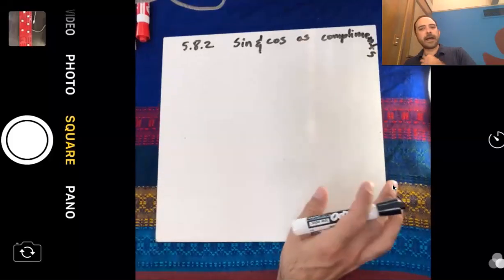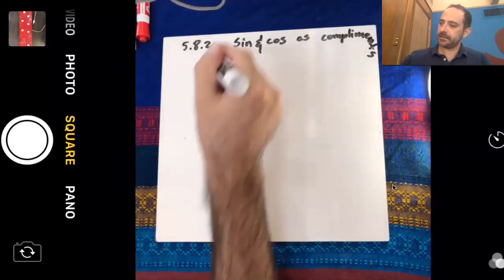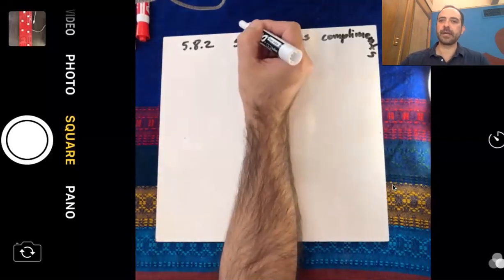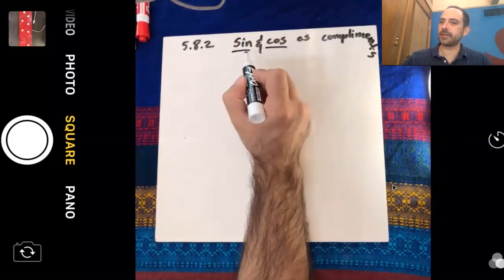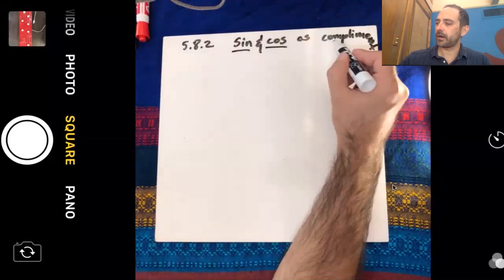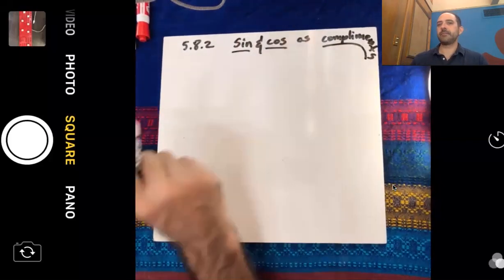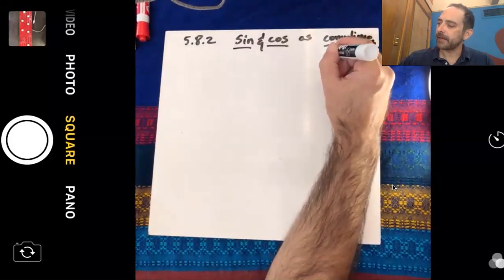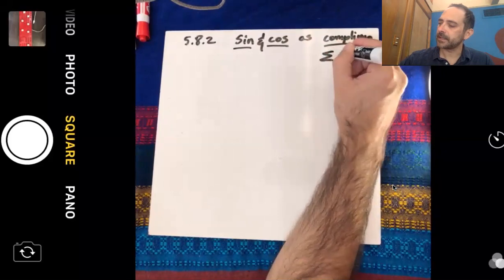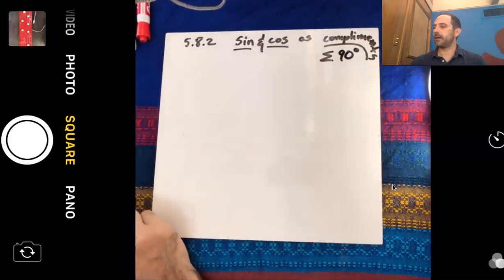All right, folks, we're looking at 5.8.2. First I'm going to review a little bit from last week, but we're looking at how sine and cosine functions and our trig functions are complements. What does complementary mean? Complementary angles add up to what? They have a sum of 90 degrees. It's just summation. So the angles have a sum of 90 degrees.